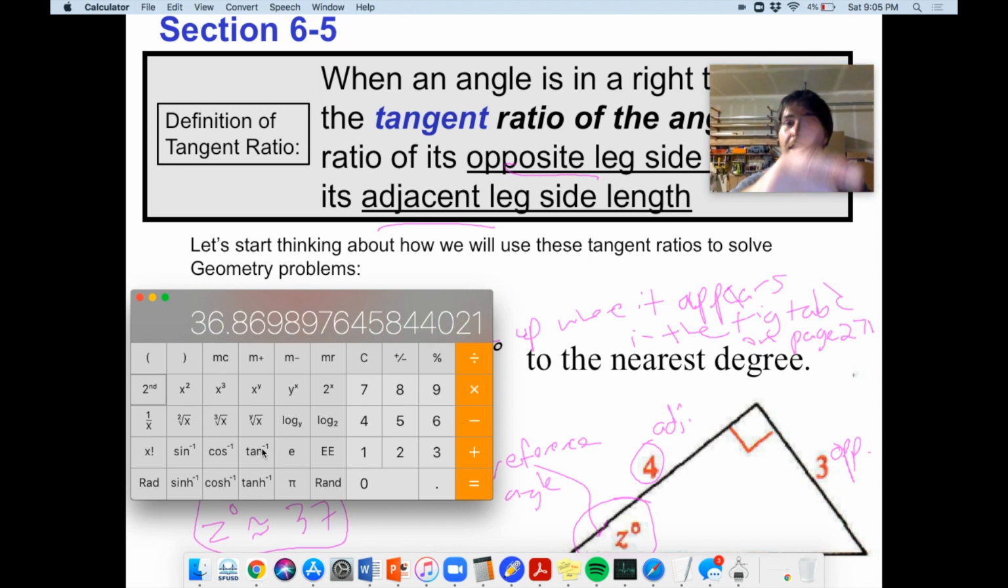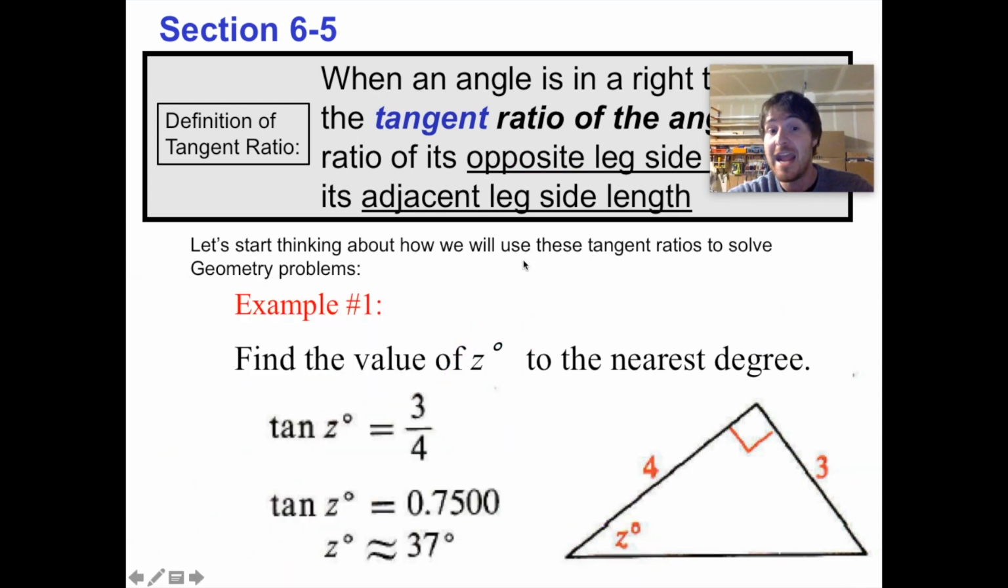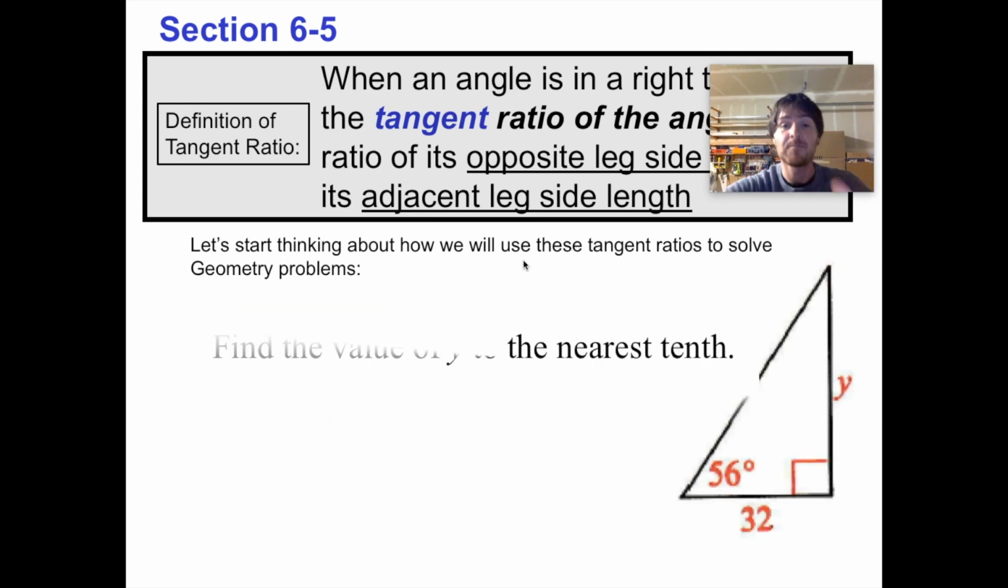So tangent to -1, there we go. That's a more precise answer than would be in the trig table on page 271. So you're welcome to do either method to figure out a problem like that. And there we go, written out for you so that you see it in the lecture slides as well. What about this problem here?